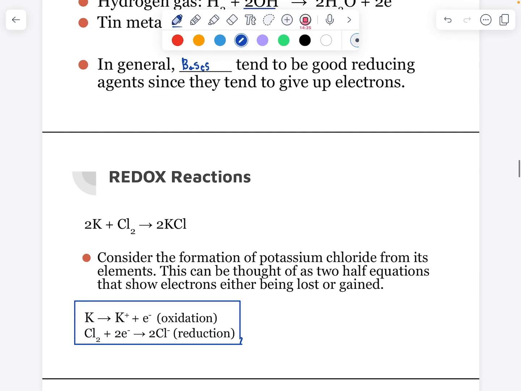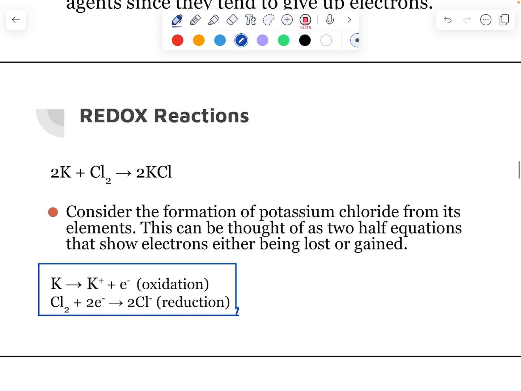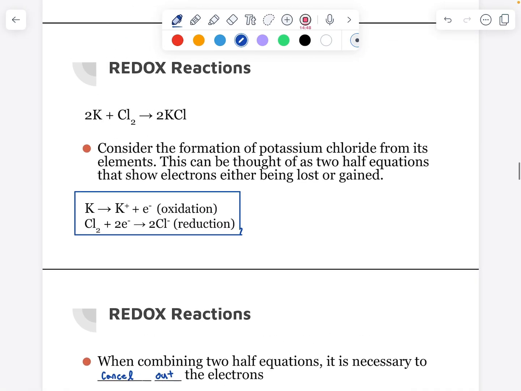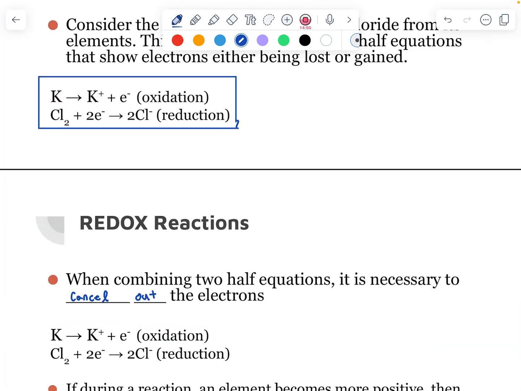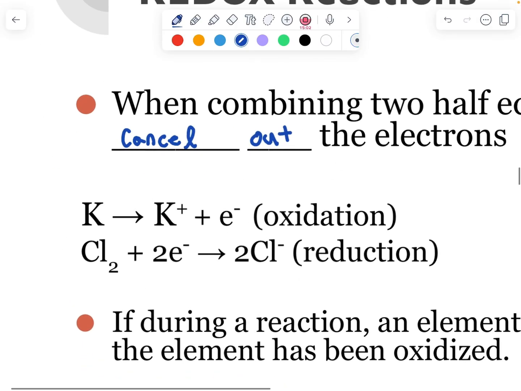So let's talk about how we know it's a redox reaction. This is the formation of potassium chloride, and it can be thought of as two half equations that show electrons being either lost or gained. So we are going to use this to combine two half equations. We have our full equation here: 2K plus Cl2 yields 2KCl, or potassium chloride. But we need to cancel out these electrons. So we have two electrons right here with the chloride and only one electron here.